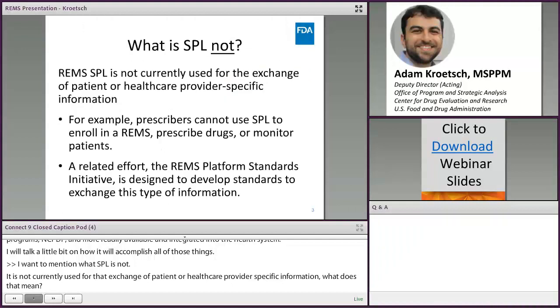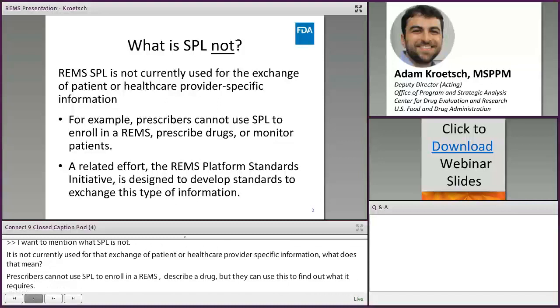There is a related effort taking place, the REMS Platform Standards Initiative, that is designed to develop standards that can capture and exchange that kind of information. And I won't be talking about that today, but our REMS integration website includes more information about that initiative.